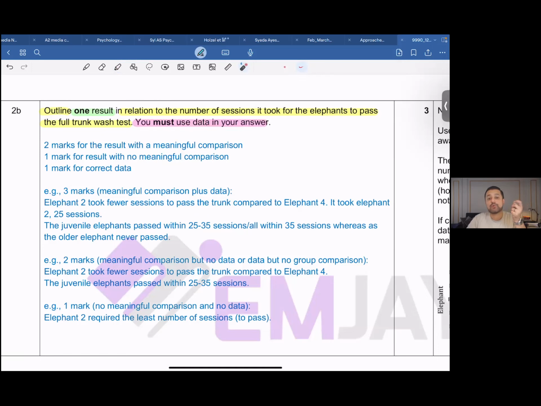So let's understand the question first. The question is asking us to outline what? One result related to what? In relation to the number of sessions it took for the elephants to pass the full trunk wash test. Additionally, the question is demanding that you provide data, or in other words, quantitative data.